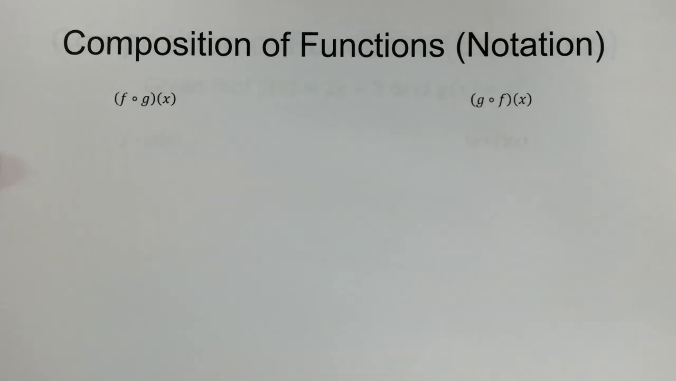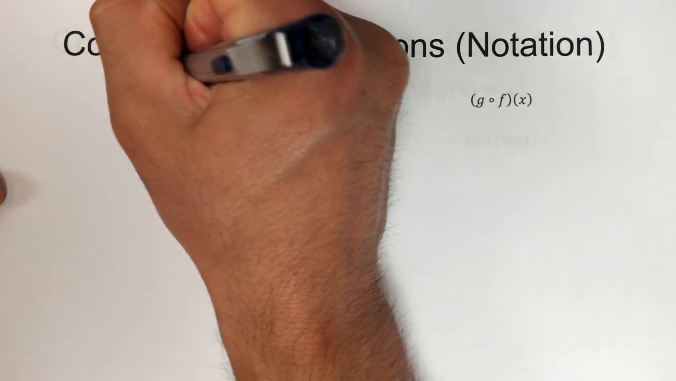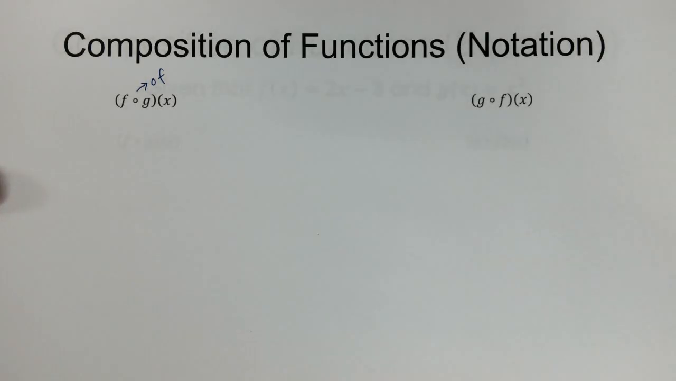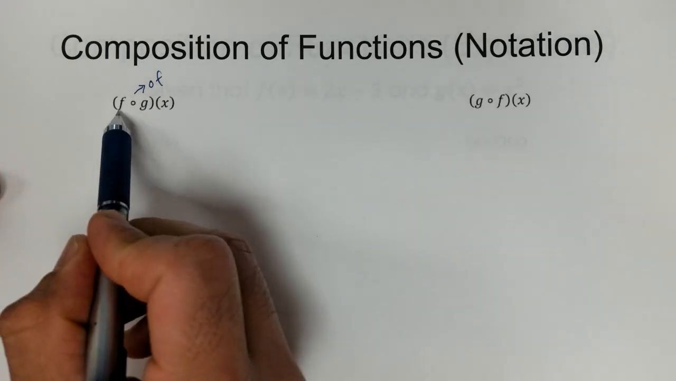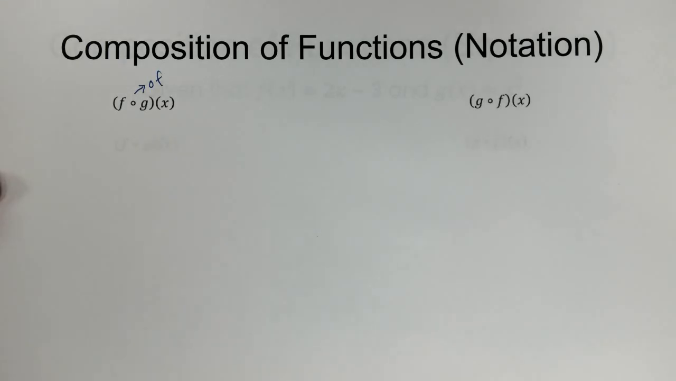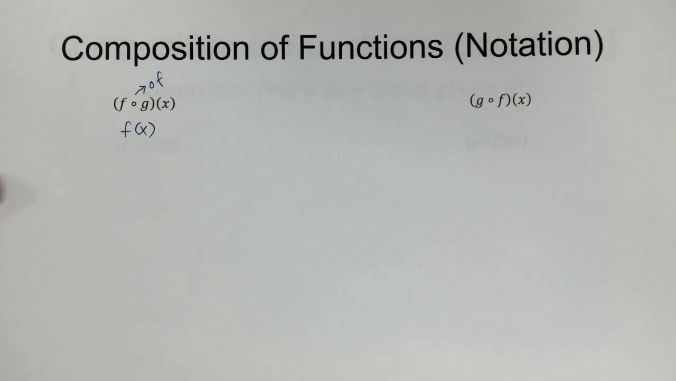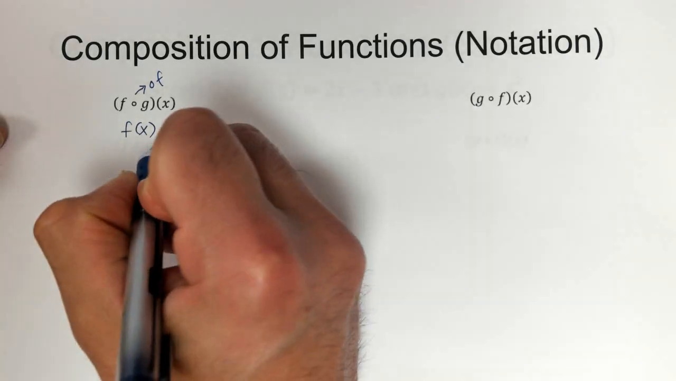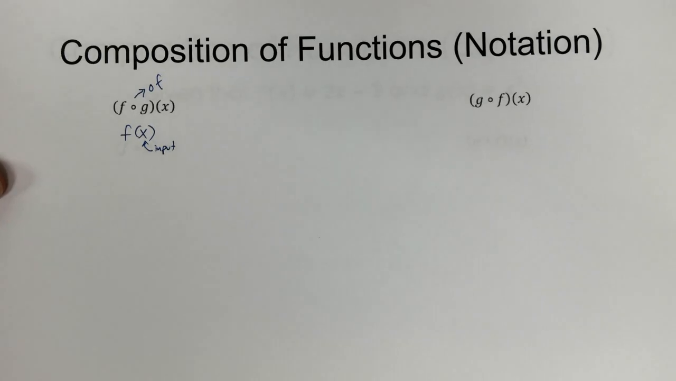This notation, unlike our multiplication, is a circle. The circle means "of." Okay? Now what this notation signifies is that we have a function f that is composed of a function g. So we use function notation like f of x, where f is a function and x is the input. This is defined as my input, or the x values that I'm interested in.